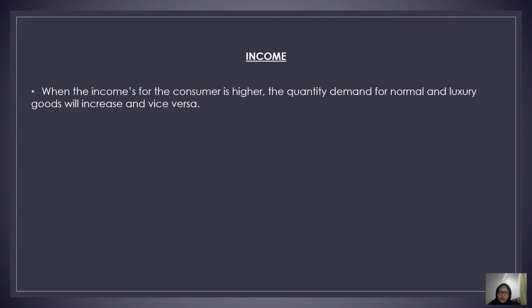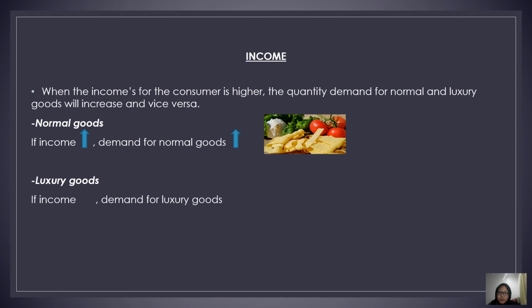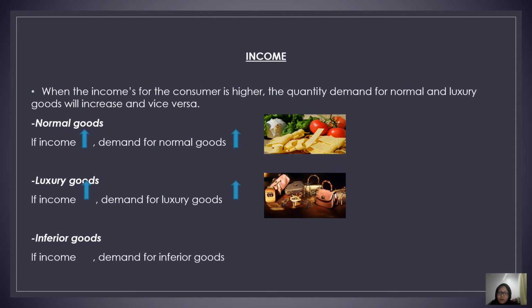Okay, the second factor that affects demand is income. When the income of consumers is higher, the quantity demanded for normal and luxury goods will increase, and vice versa. For normal goods, if income increases, the demand for normal goods will increase too. For luxury goods, if income increases, the demand for luxury goods will also increase. And for inferior goods, if income increases, the demand for inferior goods will decrease.